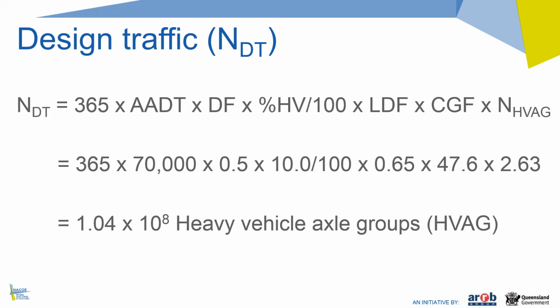So we actually know all those inputs, and we end up with a design traffic of 1.04 times 10 to the 8 heavy vehicle axle groups. So that's how many heavy vehicle axle groups we're expecting over our 30-year design period in the design lane.